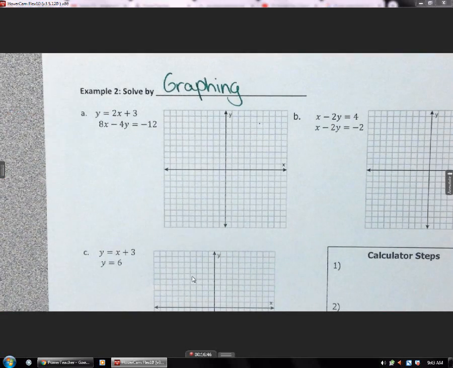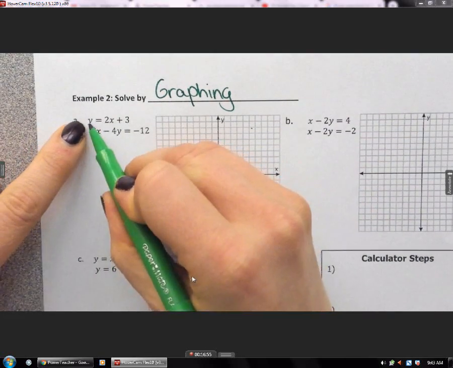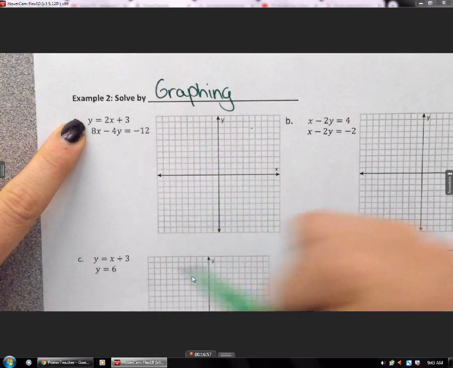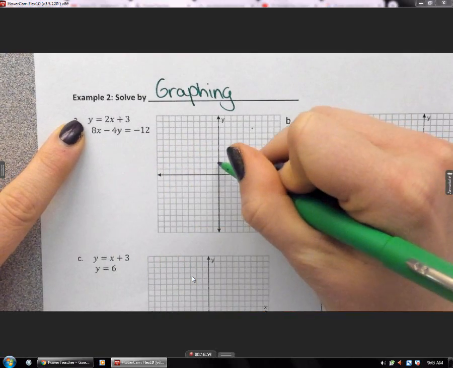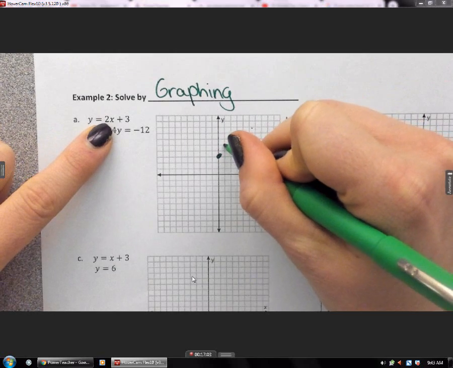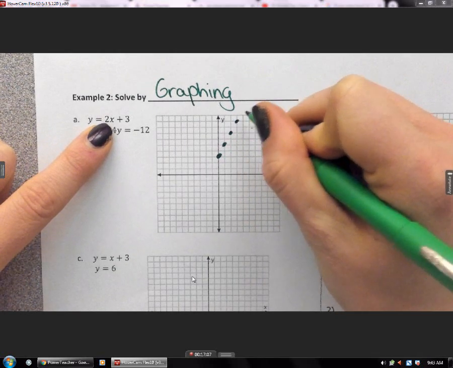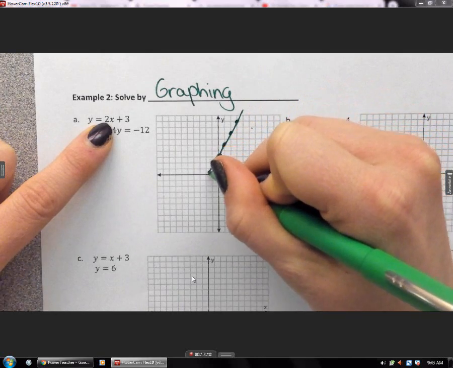Man, we gotta graph some graphs. We'll do the first one by hand just for old time's sake. So if I was going to graph this equation, y equals 2x plus 3, what's my starting point? 3. And what's the slope? Up 2 over 1. I could connect those dots.